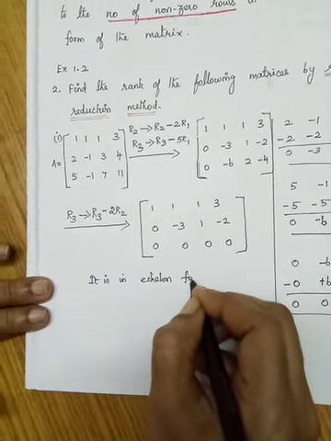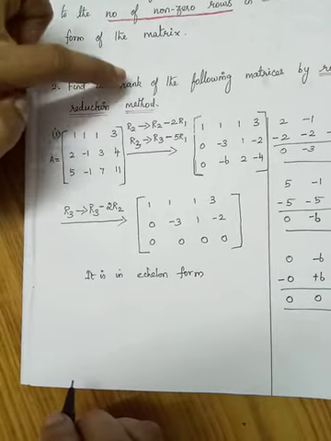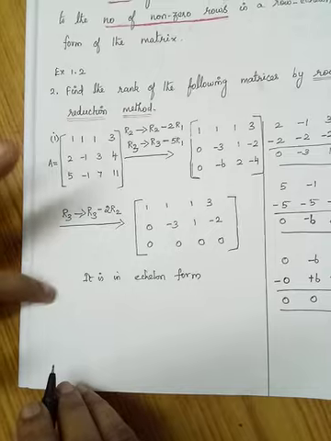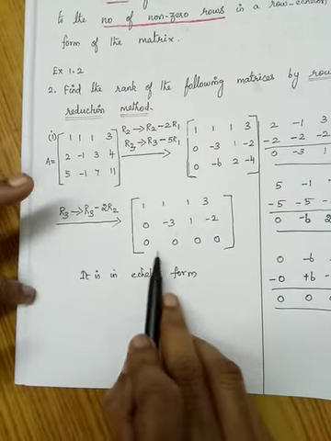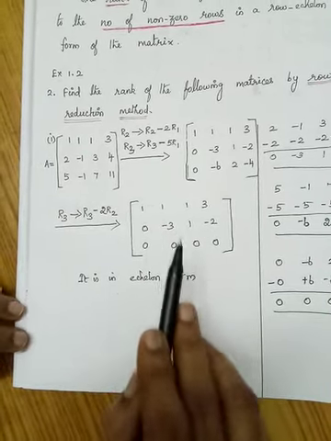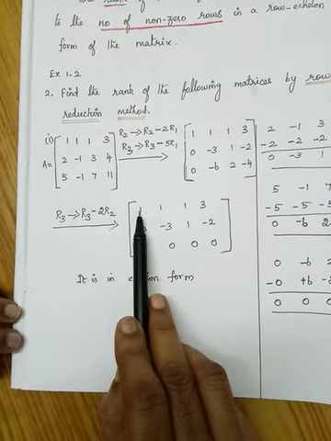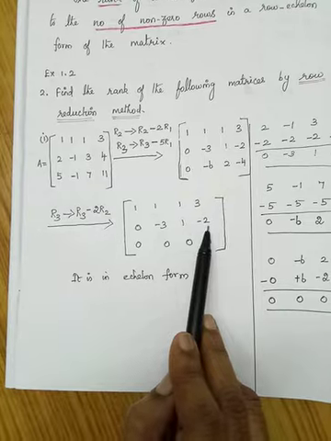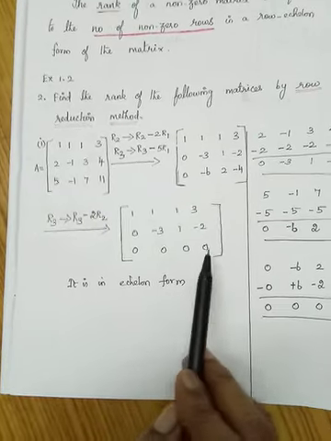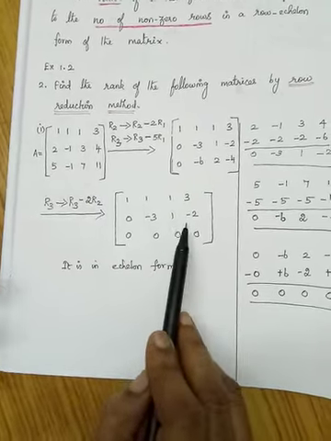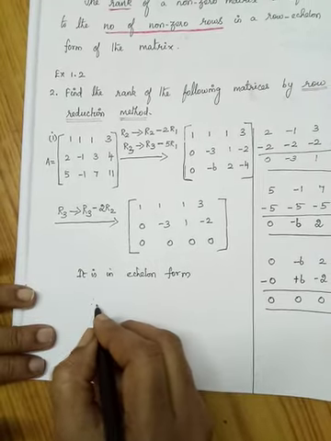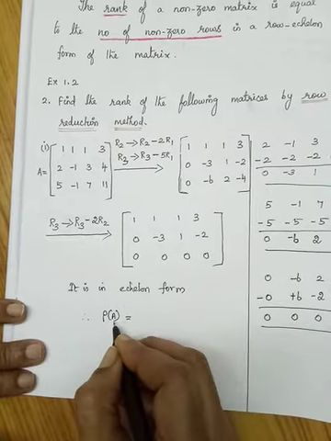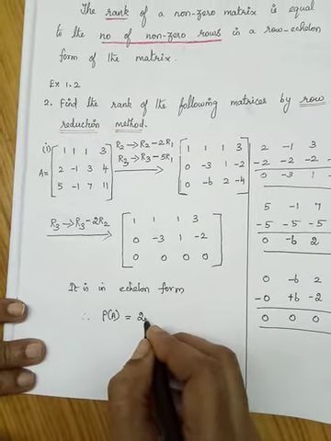So what is asked? Find the rank. After bringing it to row echelon form, you have to see how many non-zero rows there are. Look at this, this is the first non-zero row, and this is the second non-zero row, the third one is a 0 row. So how many non-zero rows are there? 2 non-zero rows. Therefore the rank of the matrix A is nothing but 2.